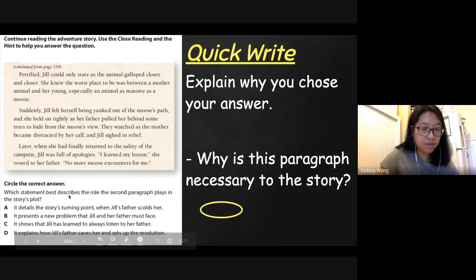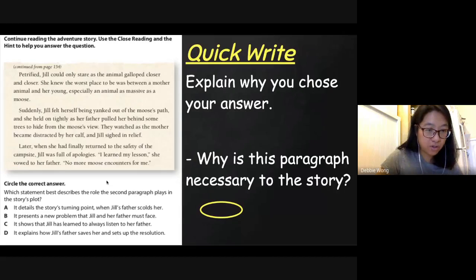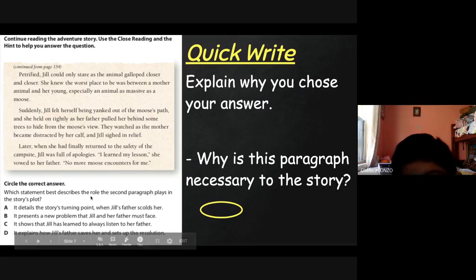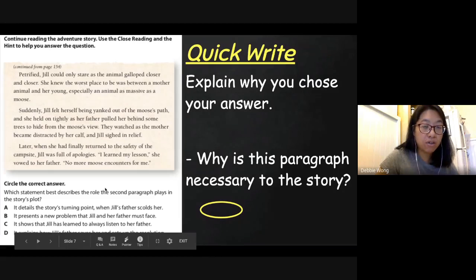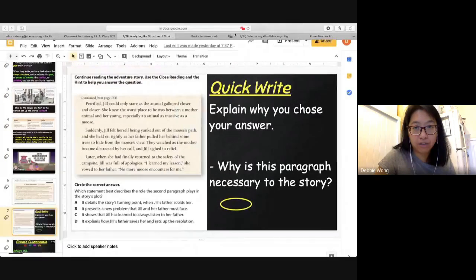Which statement best describes the role the second paragraph plays in the story? This one right here, the second. Why is this paragraph necessary to the story? So in the chat box, you're going to input your answer. If you think it's A, put A. If you think it's B, put B. If you think it's C, put C. And if you think it's D, put D. We're going to share out and you're going to explain why you picked that particular answer.